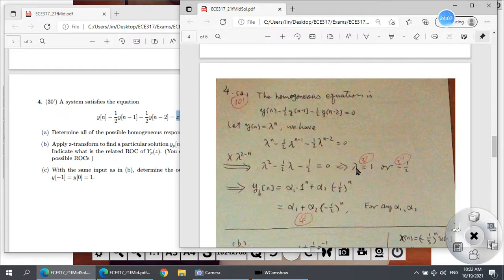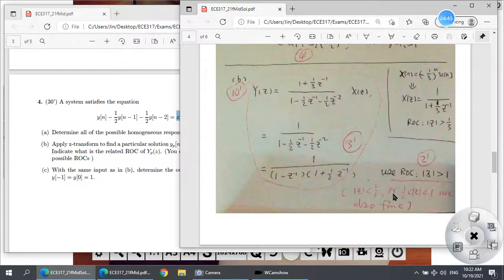By observation or using the formula, you finally get lambda equal to 1 or negative 1/2. Then the output will be alpha 1 times lambda 1 to the n, plus alpha 2 times lambda 2 to the n. And here the special case is 1 to the n, which is just 1, so I can rewrite it in this way. It's simpler than the first line, right? Here alpha 1 and alpha 2 could be any numbers. You have a lot of different choices. Okay, this is part A.